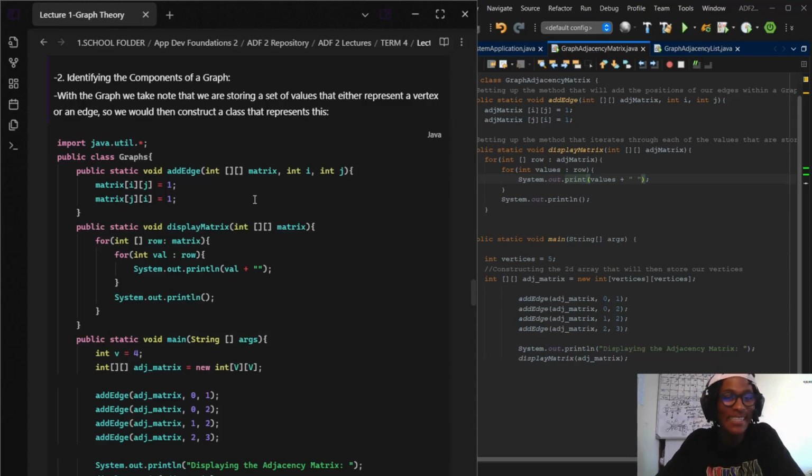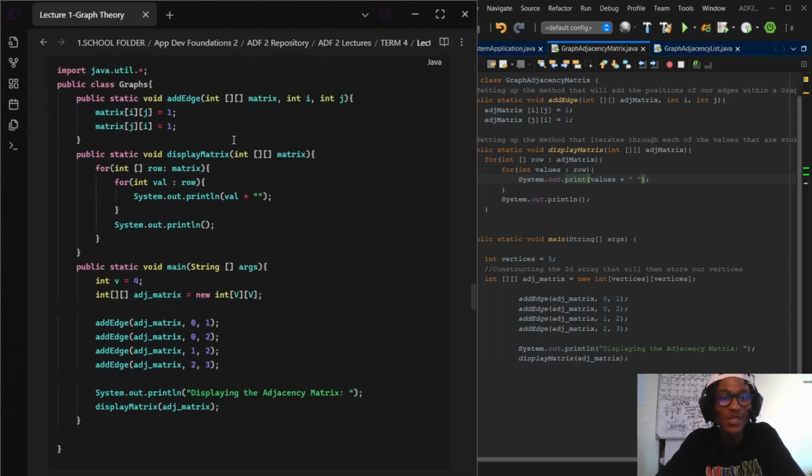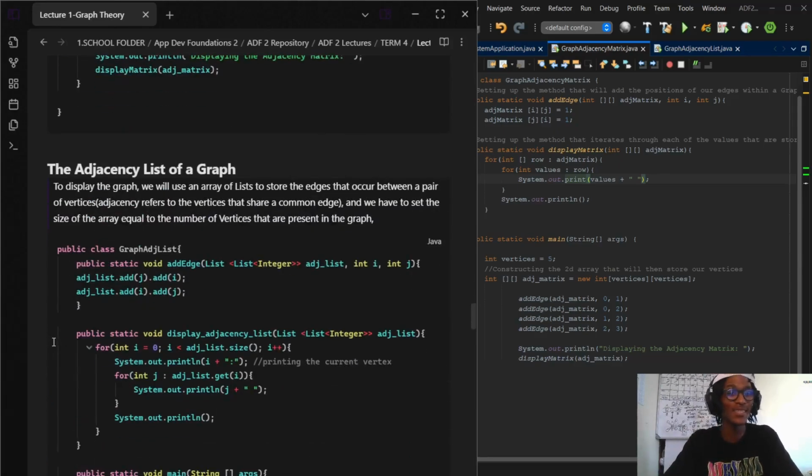But anyway, this is just displaying the matrix in code. How I can put it into words is: for all the rows in the matrix, and for each value in one row, print that value. And then we just keep on doing it and doing it. And that's pretty much it. And then the adjacency list.